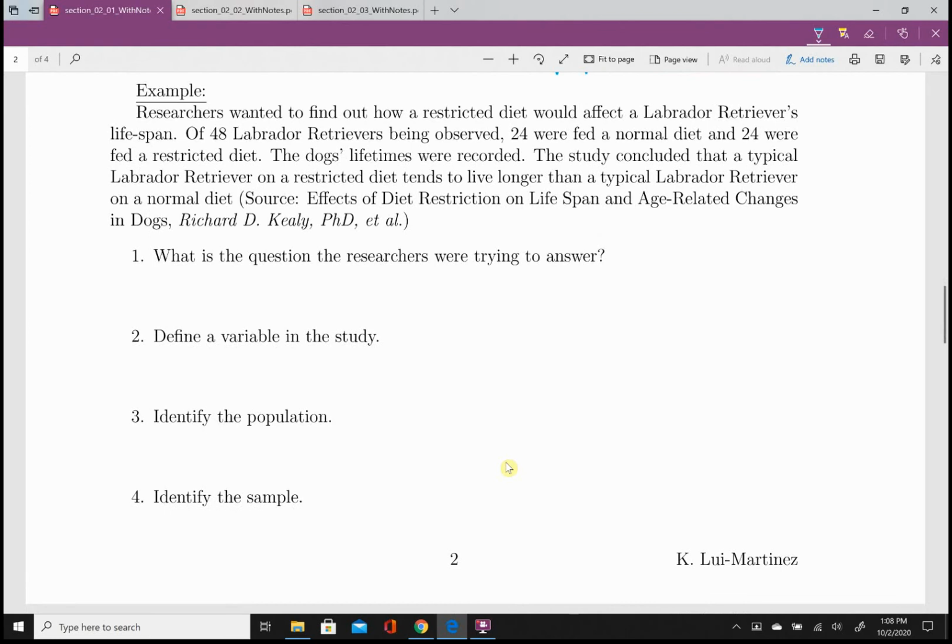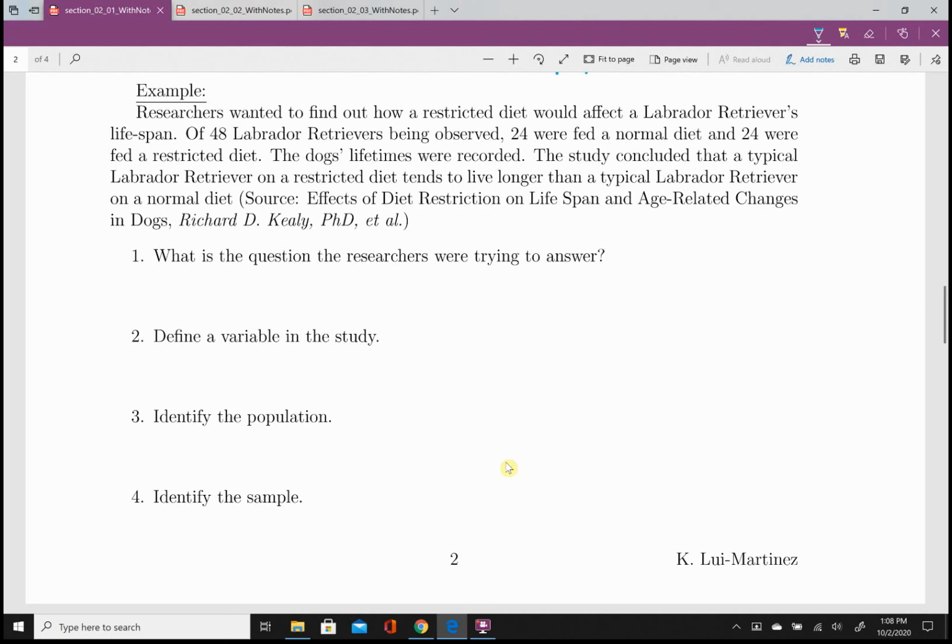All right, let's read the following example involving Labrador retrievers. I'll read it out loud to you. Researchers want to find out how a restricted diet would affect a Labrador retriever's lifespan. Of 48 Labrador retrievers being observed, 24 were fed a normal diet and 24 were fed a restricted diet. The dogs' lifetimes were recorded. The study concluded that a typical Labrador retriever on a restricted diet tends to live longer than a typical Labrador retriever on a normal diet. Okay, and then the source is given there. I'll go ahead and not read that one out loud.